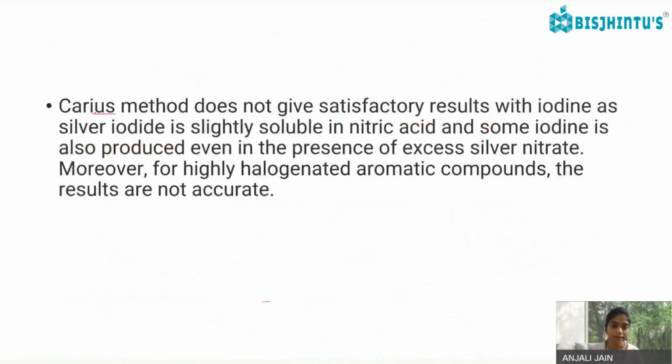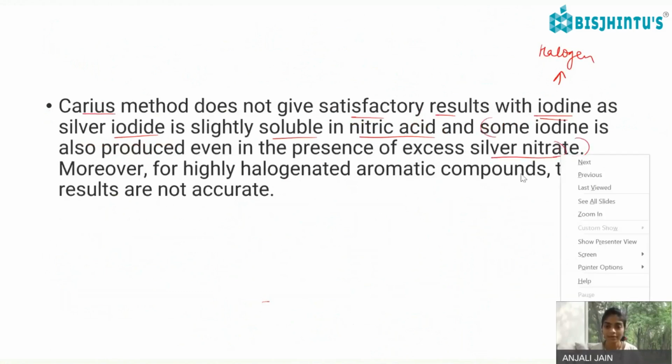Now, Carius method, what is the disadvantage? It does not give satisfactory results with iodine. Iodine is also a halogen, but silver iodide is slightly soluble in nitric acid. So if it is soluble in nitric acid, then it will not be able to form a precipitate. And some iodine is also produced even in the presence of excess silver nitrate. So we cannot correctly predict how much iodine is present in the quantity.